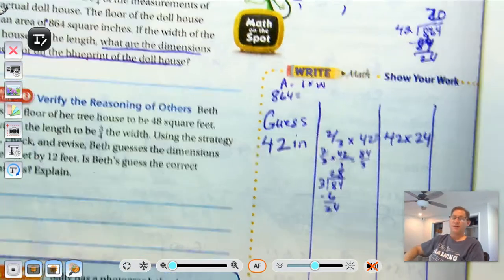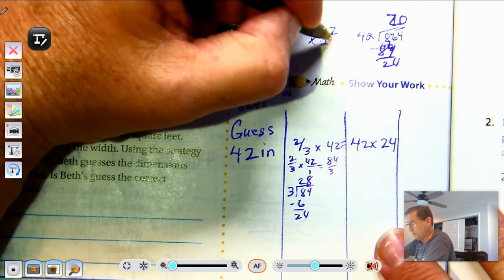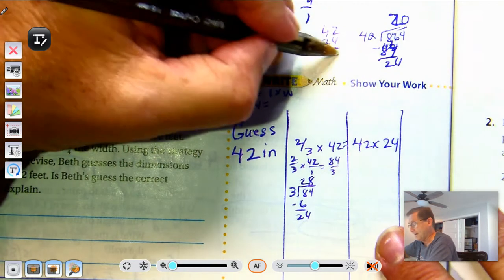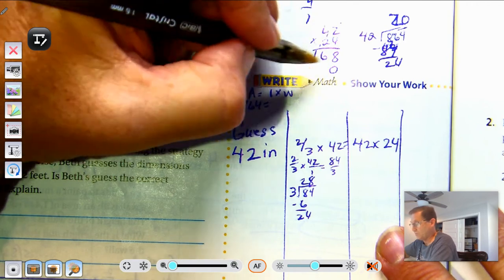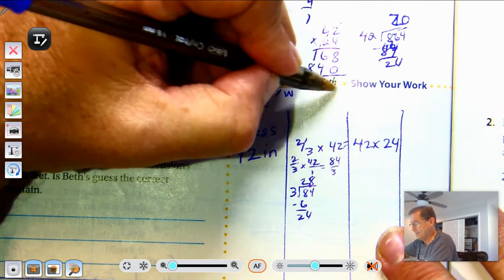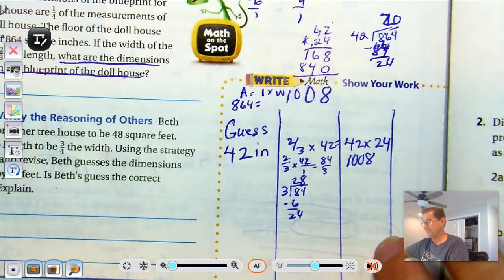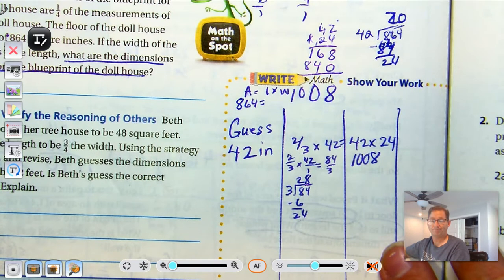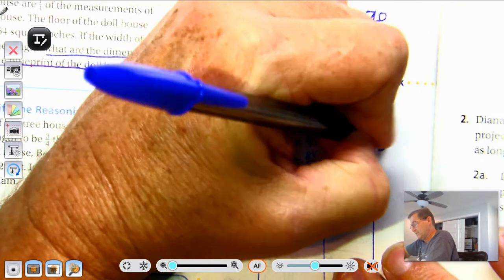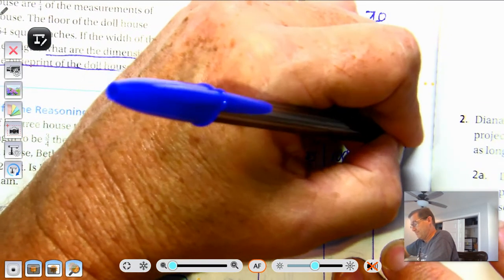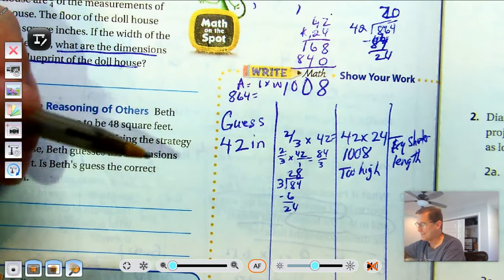And we need to see if 42 by 28 is 864. So 42 times 24. 4 times 2 is 8, and 4 times 4 is 16. We're moving to the tens, so 2 times 2 is 4, and 2 times 4 is 8. Add that together, we get 1,008. That's too big, right? So too high. Try a shorter length. Wasn't that far off.